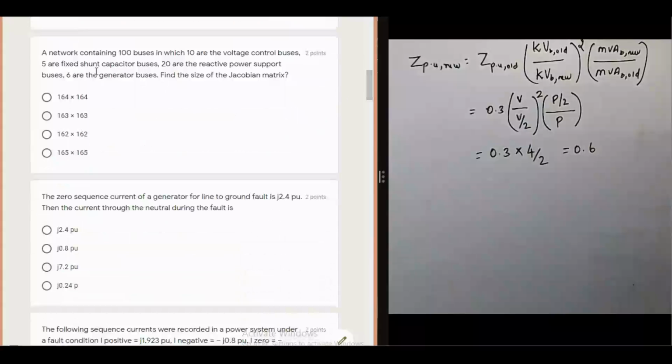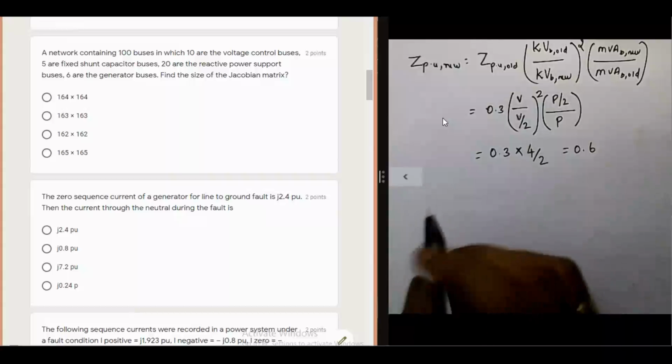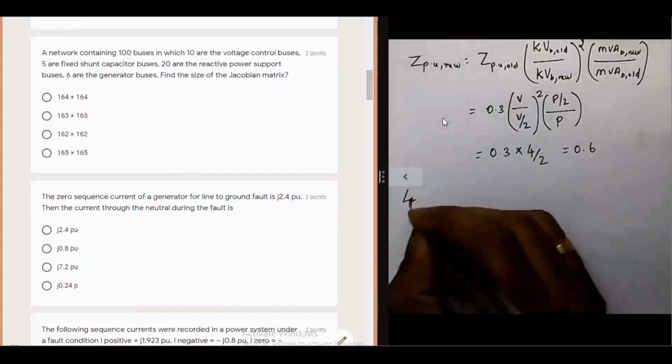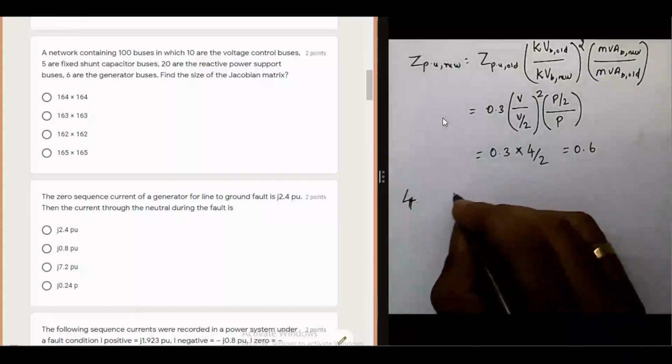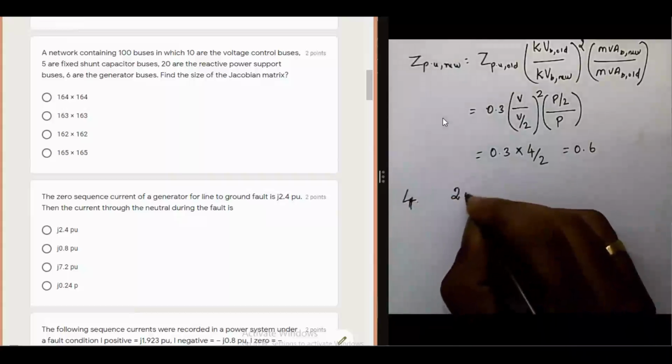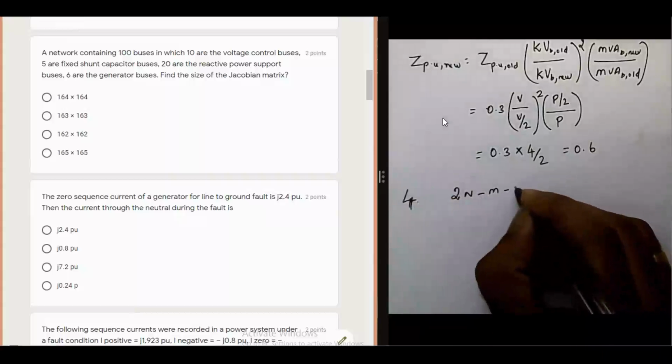Then question number 4. A network consists of 100 buses in which 10 are the voltage control buses, 5 are fixed shunt capacitor buses, 20 are the reactive power supplied buses, 6 are the generator buses. Find the size of the Jacobian matrix. The Jacobian matrix size can be calculated by using this equation: 2n minus m minus 2.